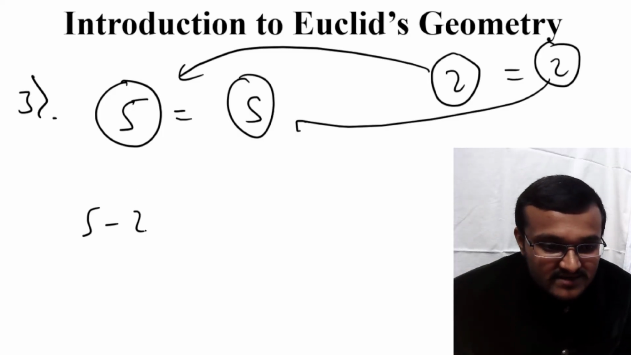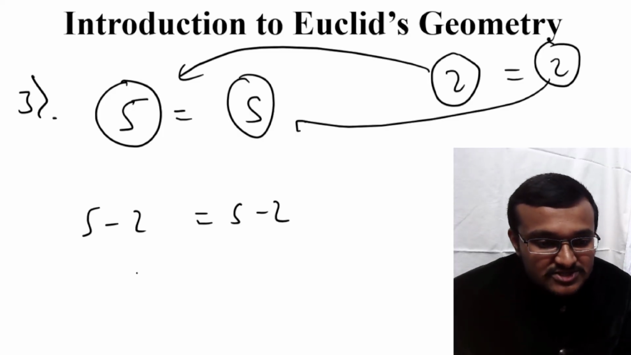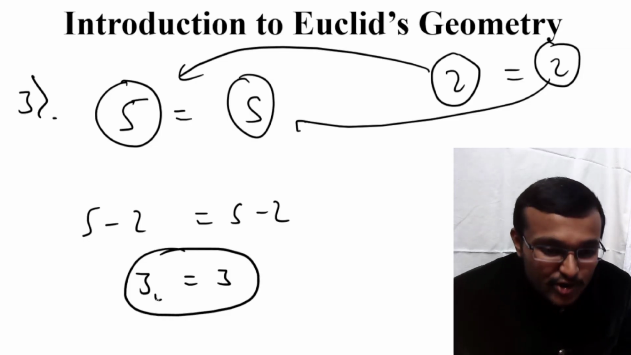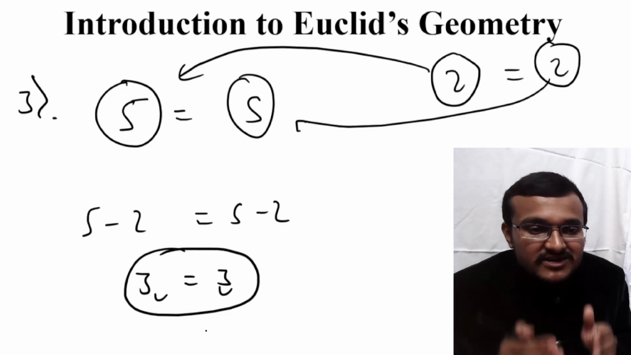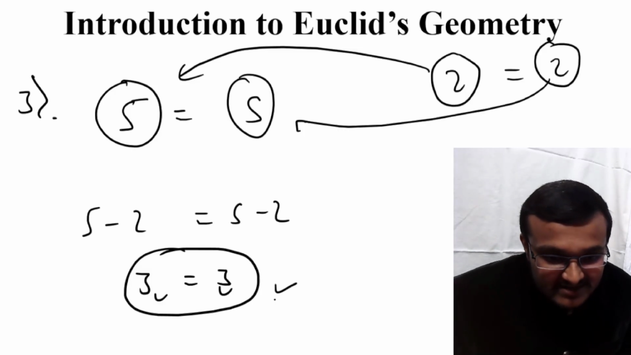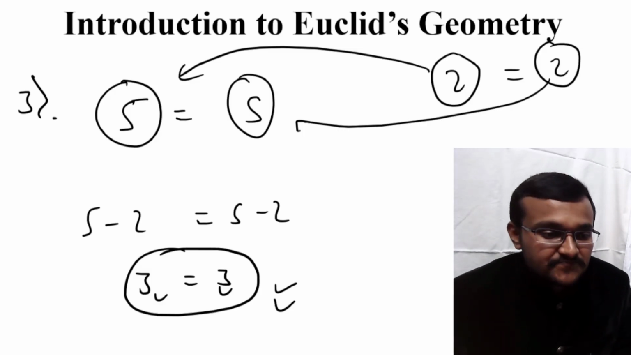So when you do that, phi minus 2 is equal to phi minus 2, you get 3 is equal to 3. So the remaining terms are also equal. So that's why here when equals are subtracted from equals, the remainders are equals.